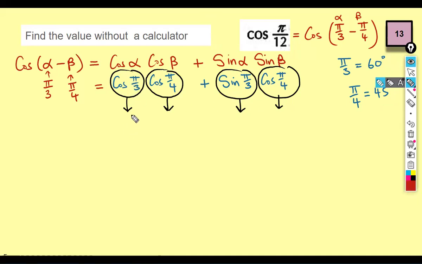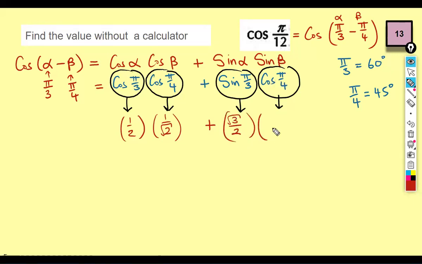Cosine 60 degrees. How much is cosine 60? I think this one here is a half. Cosine 45 degrees is 1 divided by the square root of 2, plus sine 60 degrees. That's the one. Sine 60, I can never remember. I think this one here is the square root of 3 on 2.